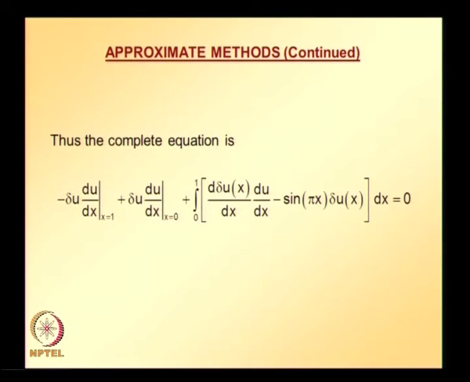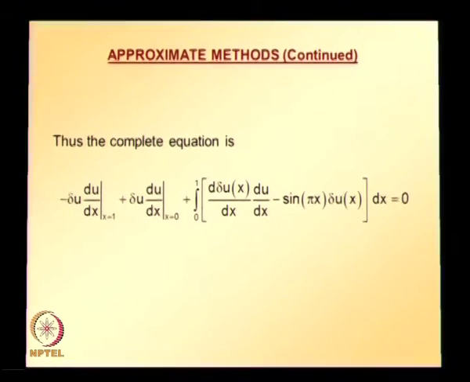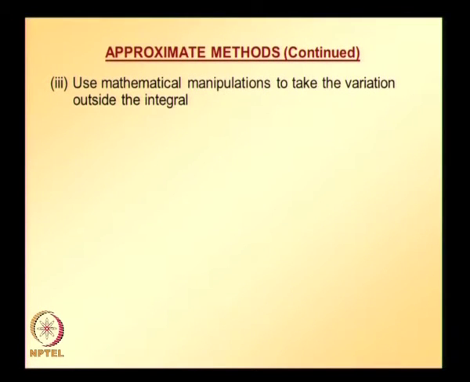We can use some of the identities that we looked at before we started out with getting the equivalent variational functional for this particular problem. We can use those identities and simplify the two terms that are appearing inside the integral. So now let us use mathematical manipulations to take the variation outside the integral. This is the third step.